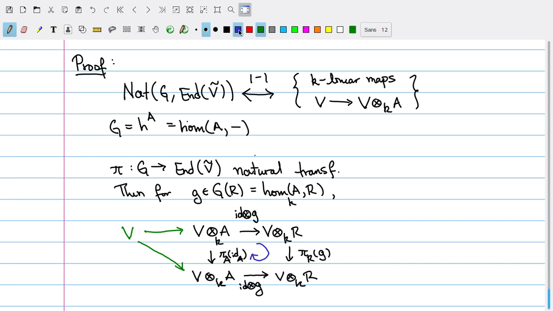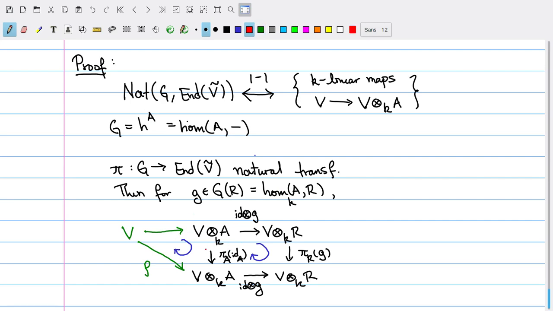The induced map from V to V tensored with A over K, defined such that the corresponding triangle commutes, is automatically going to be K-linear. Let's call that map rho. The observation I want to make is that the value of rho also determines the value of pi sub R of g.